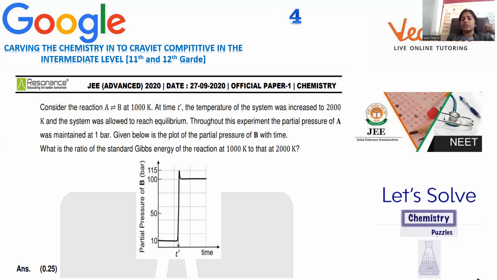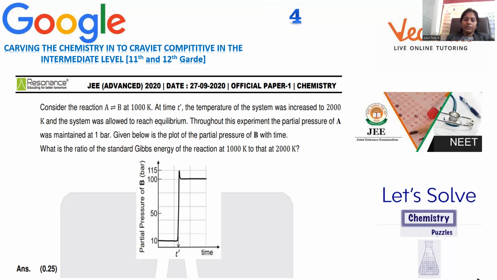Isothermal means temperature constant. Isochoric means volume constant. But here we kept the pressure constant, so it is called an isobaric reaction, right? Given below is the plot of partial pressure of B with time. What is the ratio of standard Gibbs energy of the reaction at 1000 Kelvin to that at 2000 Kelvin?